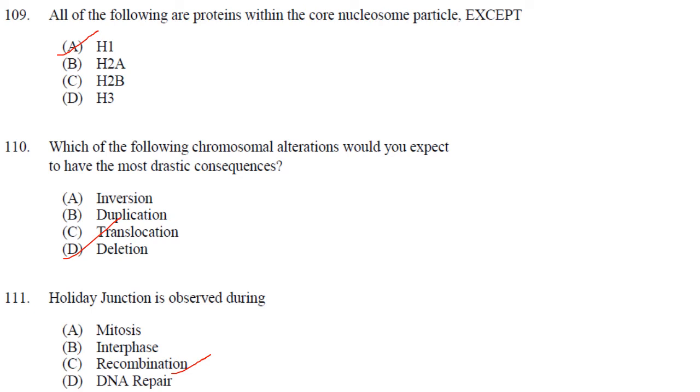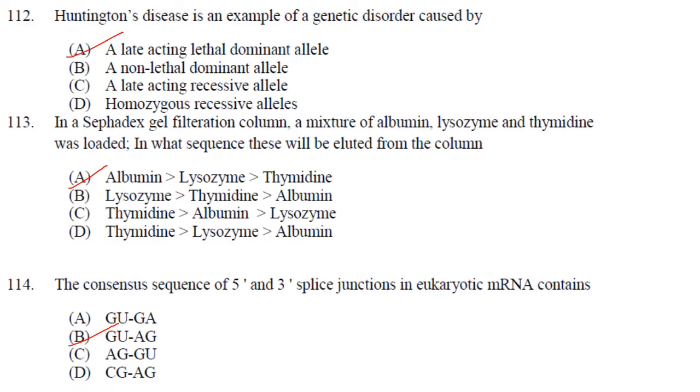Then, holiday junction is observed during. The holiday junction is a cross-shaped structure that forms during the process of genetic recombination when 2 double-stranded DNA molecules become separated into 4 strands in order to exchange segments of genetic information. So answer is option C, that is recombination. Then coming to the next question.